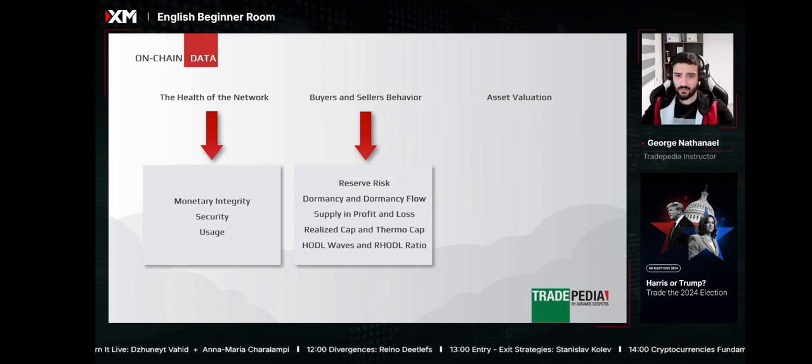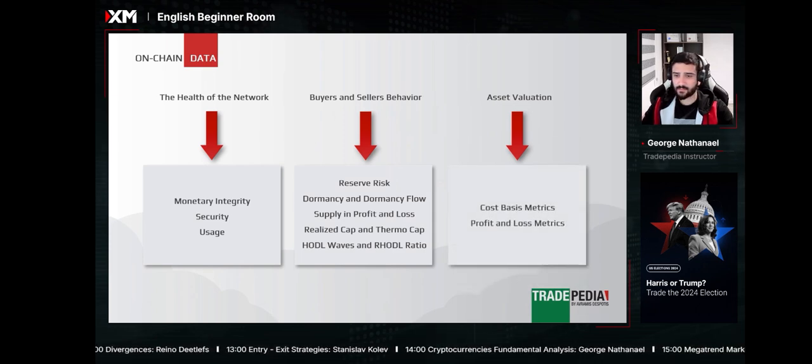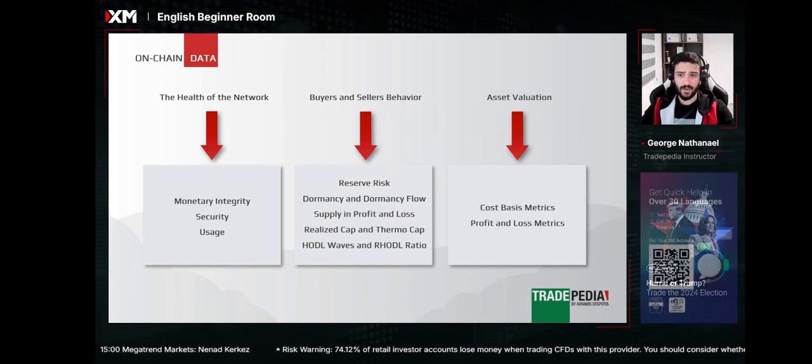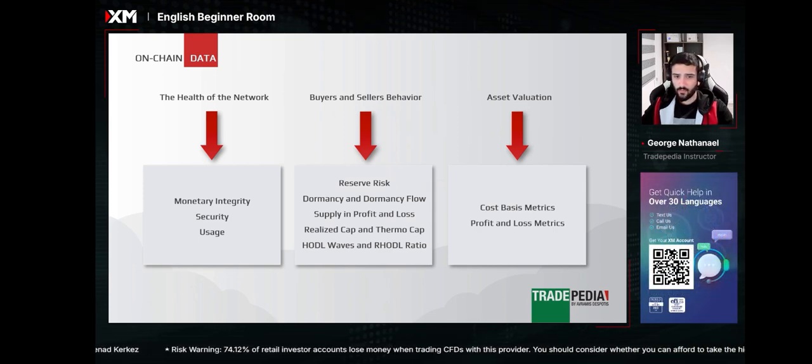And the asset valuation can be conducted by evaluating cost basis metrics such as the market value to realized value, the market value to thermal value ratio, investors capitalization ratio, and QL multiple ratio. Now, in addition to the cost basis metrics, the profit and loss metrics such as realized profits to value and seller exhaustion constant aid in the asset valuation process.